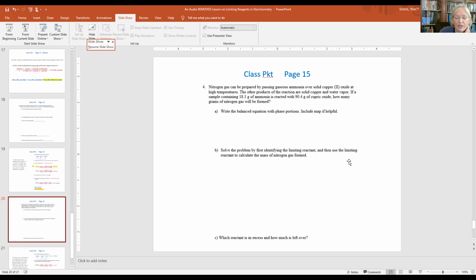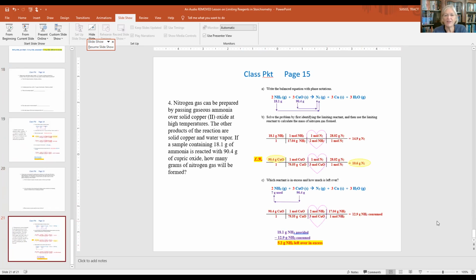Because now you're going to invest about 10 minutes doing 2 stoichiometry problems, taking 18 grams of ammonia through to how much nitrogen gas is made, and then take 90.4 grams of cupric oxide through the stoichiometry and calculate how much nitrogen gas could be made from that amount of reactant. From that, you can tell me what's the limiting reagent, how much nitrogen do you really make, and how much excess reactant is left over. Come back when you got the math done and check your answers.